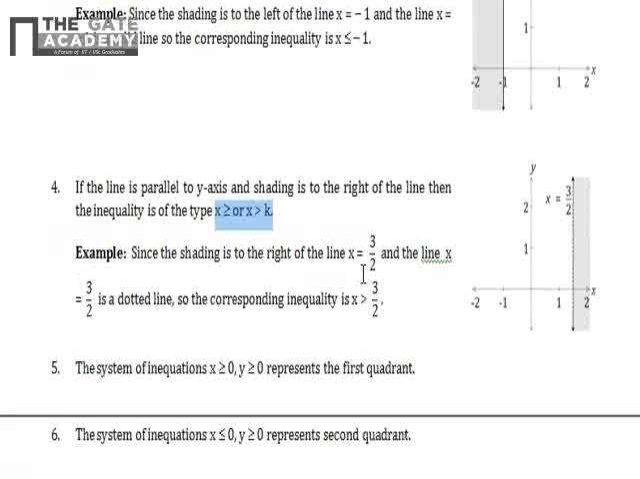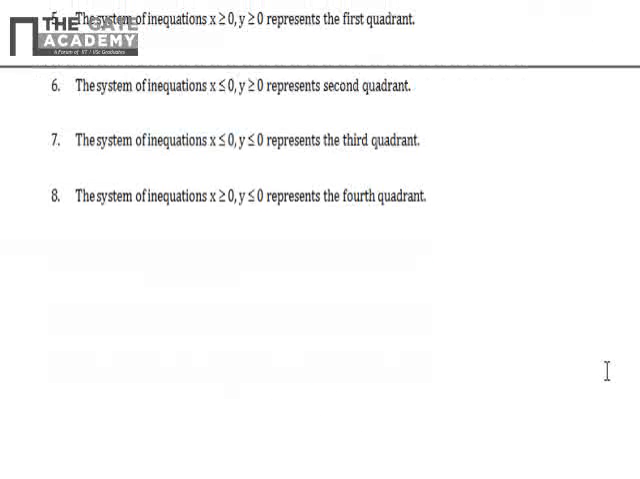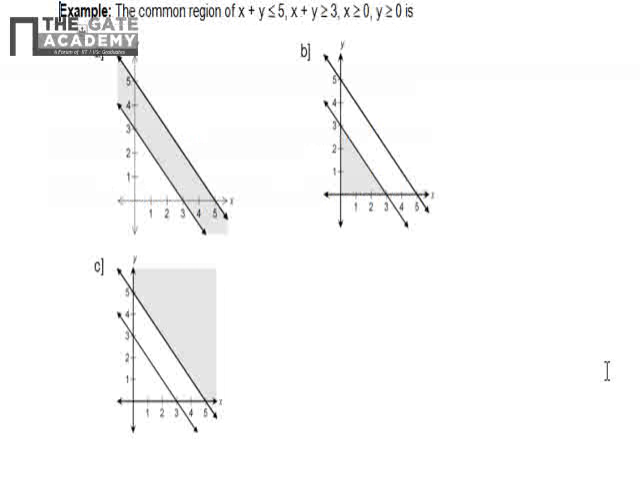Some more points. If x and y are both greater than or equal to 0, the shaded region is in the first quadrant. X negative, y positive means the second quadrant. Both negative, third quadrant. X positive, y negative means the fourth quadrant. Now we'll see some examples. Find the common region of x plus y less than or equal to 5, x plus y greater than or equal to 3, x greater than or equal to 0, and y greater than or equal to 0.